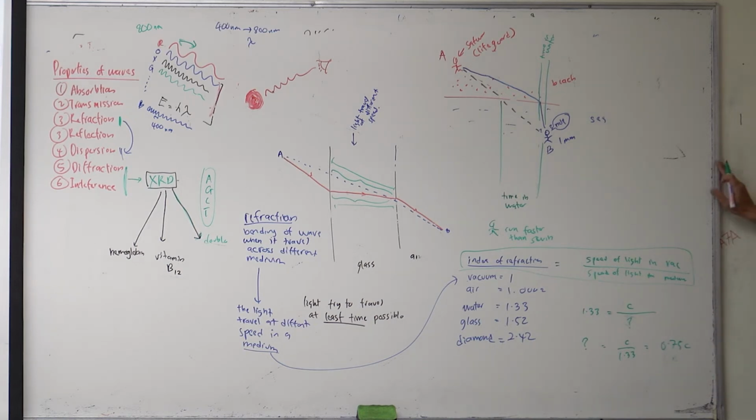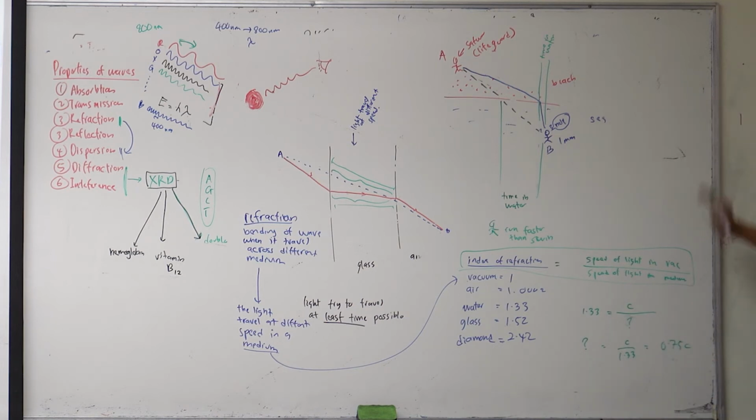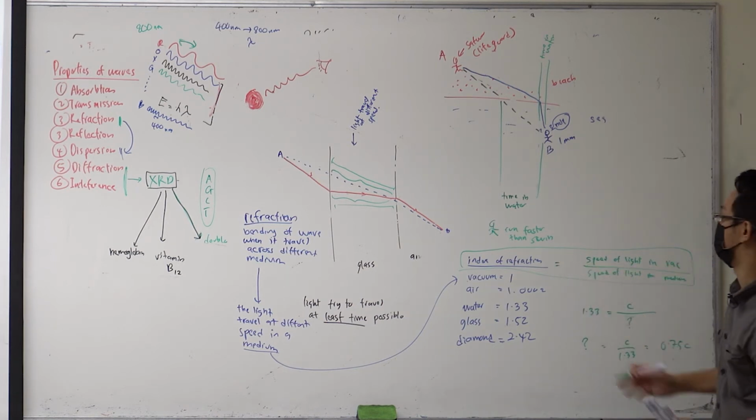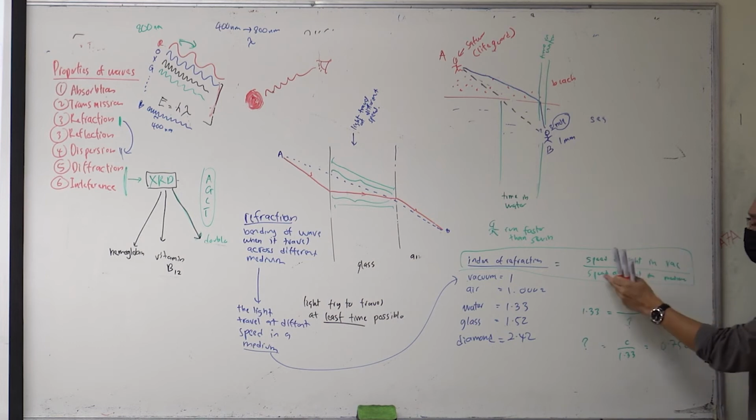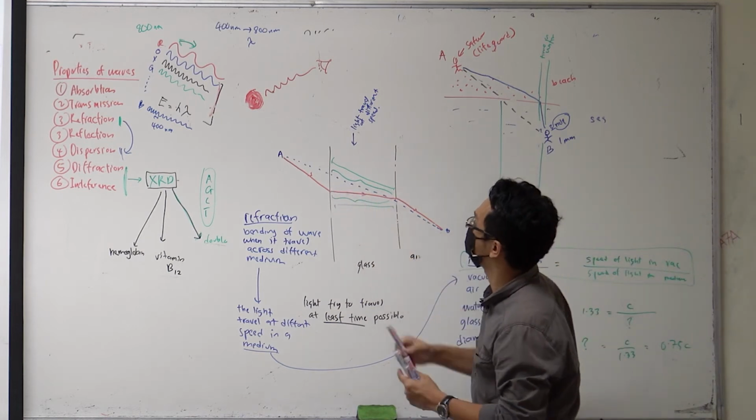Meaning that in the water, the light travels at 75% of the speed of light in vacuum. So it is slower, and in glass it is much slower still. This is what we call the index of refraction, the ratio between the speed of light in vacuum over the speed of light in the medium.